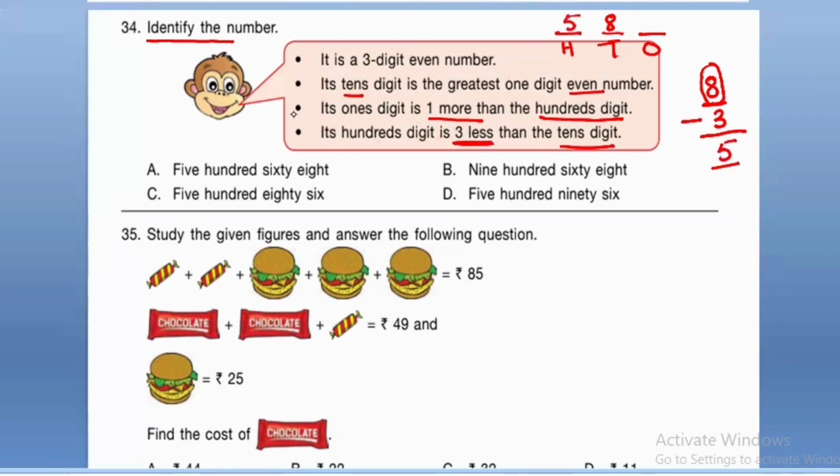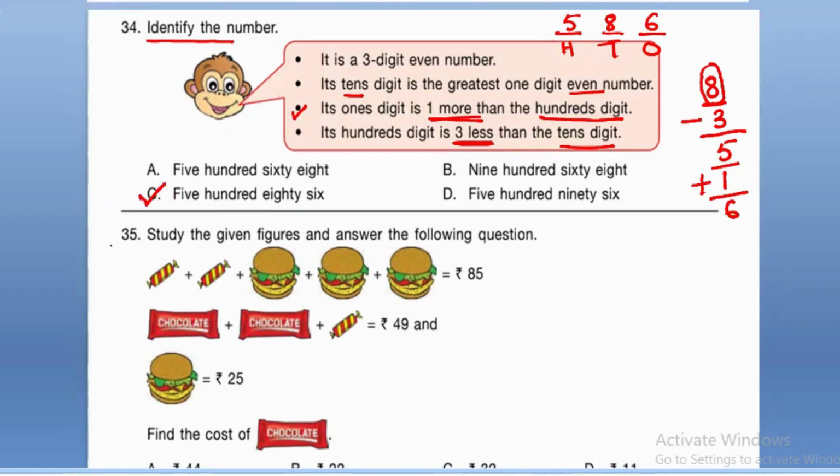Okay. And coming back to the third point, which is saying that its ones digit is 1 more than the hundreds digit. So we need to add 1 to the 5. So it becomes 6. Correct? So our number becomes 586, which is equal to option C, 586.